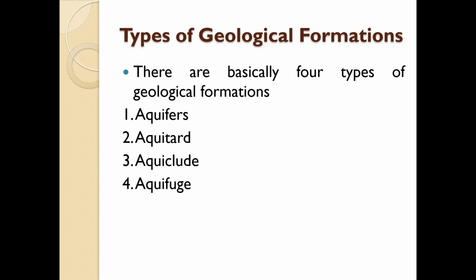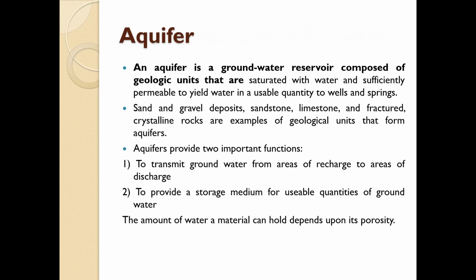Now, what are the types of geological formations? There are basically four types of geological formations. First is aquifers, second aquitard, then aquiclude, aquifuge. You might have heard about the aquifers. In this lecture, we are going to see in detail all these four geological formations. So, first is the aquifer.